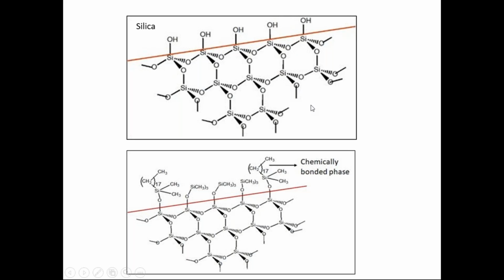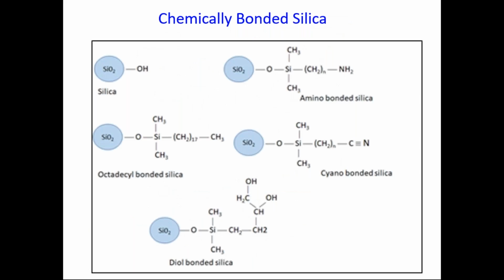This shows you the structure of silica. So in ordinary silica gel, it is the interaction between the OH group and the analyte. In chemically bonded phases, this OH or the silica hydroxyl group is modified chemically. So what you get is chemically bonded phases, and the analyte interacts not with the silica portion, but with this chemically bonded portion.